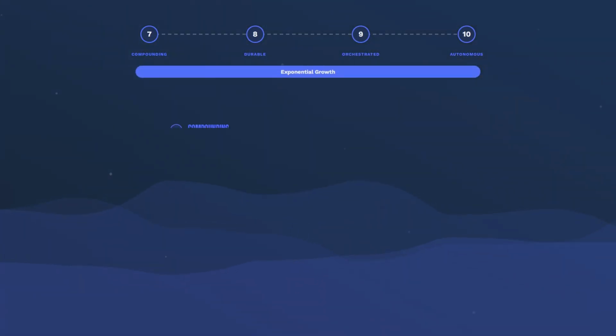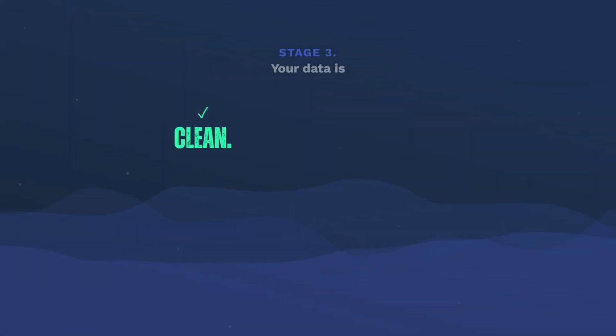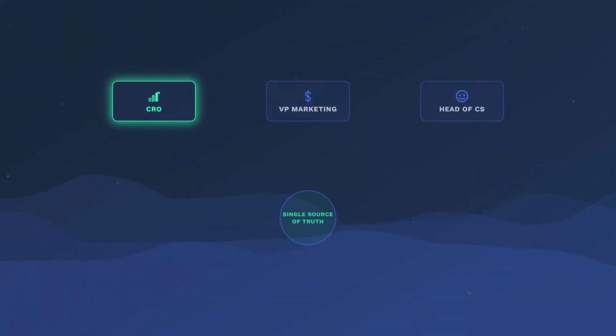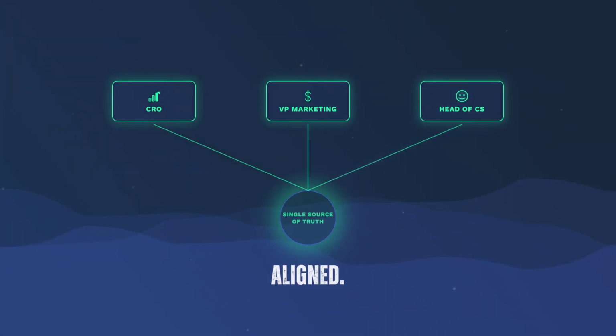This is exponential growth, what every business strives for. At this stage, your revenue engine is no longer dependent on any individual. It's no longer dependent on heroic effort. It's built on a system that compounds. What does that actually look like? Your data is clean, consistent, and trusted. Every revenue leader in the company, your CRO, your VP of marketing, your head of CS, is looking at the same numbers and aligned on what they mean. When there's a discrepancy, there's a clear process for resolving it. No more "well, my spreadsheet shows something different."